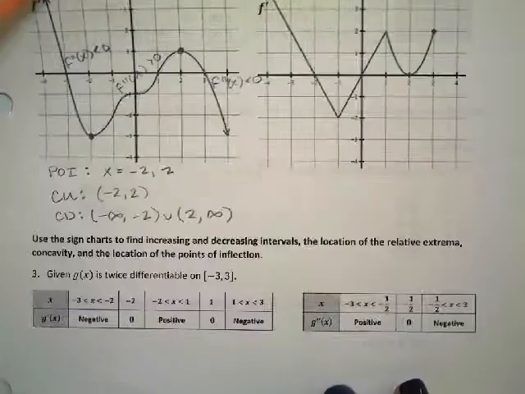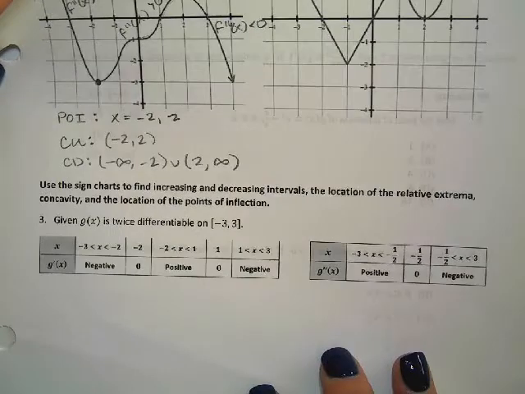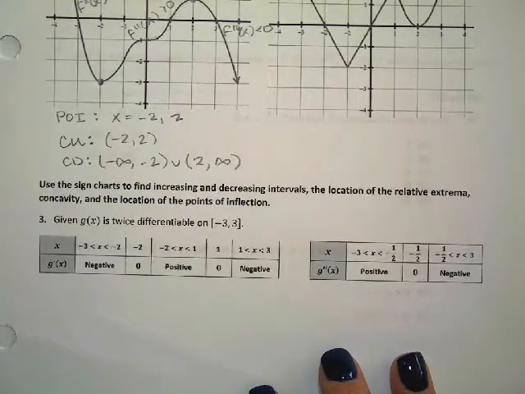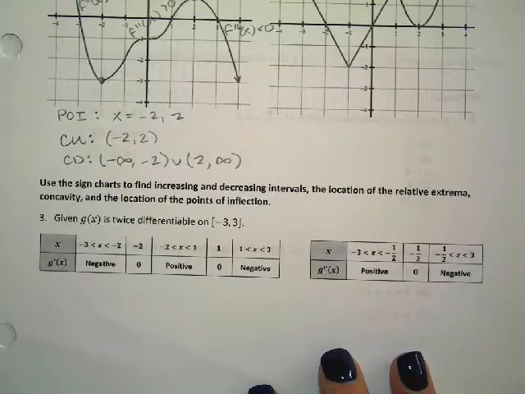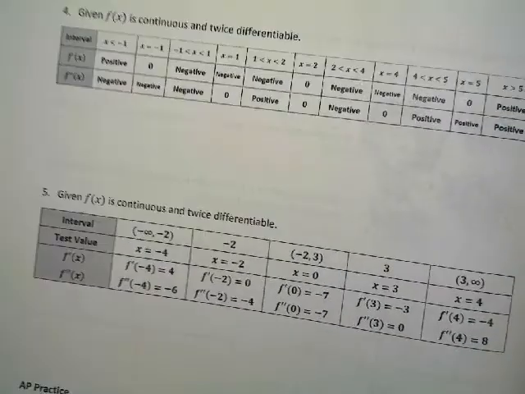Now, in the packet, the next thing that I give you are some charts. And the charts tell you positive, and they tell you negative, and they tell you where it's 0. And if you look at the charts, all 3 of the charts are labeled slightly differently.